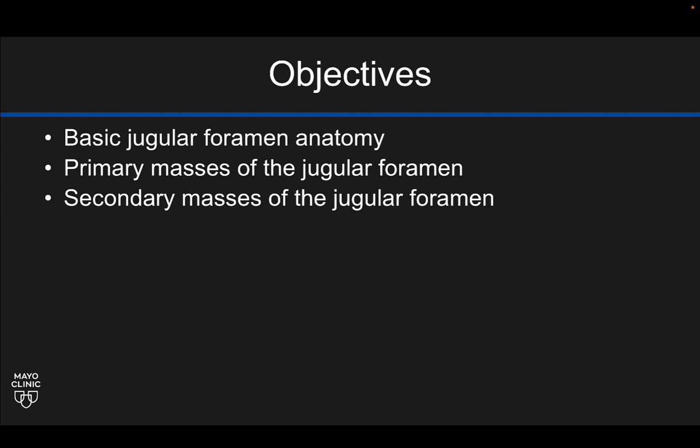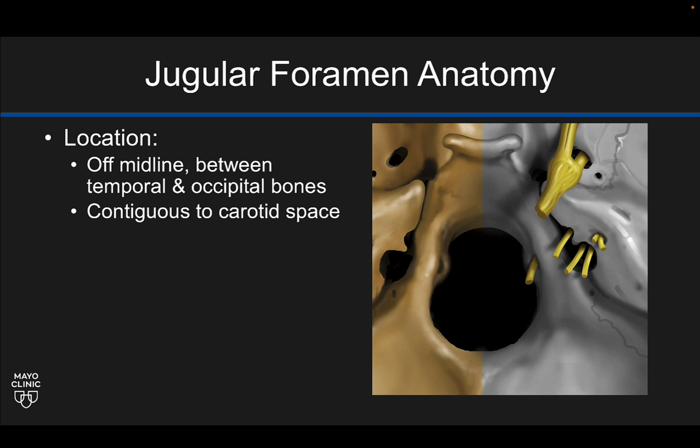And then the last part of this talk, I'll talk about secondary masses of the jugular foramen, things that start on the outside of it and potentially can involve it. All right, so let's talk about the jugular foramen anatomy. So this is a skull-based structure. It's located off midline, and it's situated between the temporal bone and the occipital bone. So here's our jugular foramen. And this is contiguous to the carotid space. So if you go just below the skull base, this funnels right into the carotid space within the suprahyoid neck.